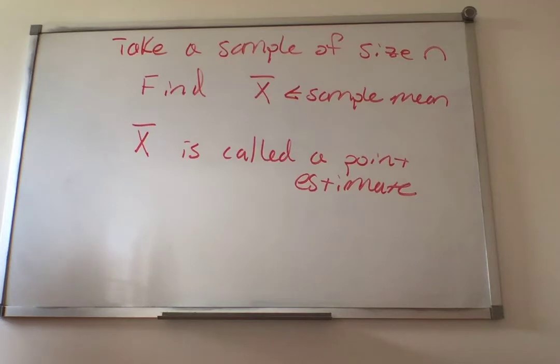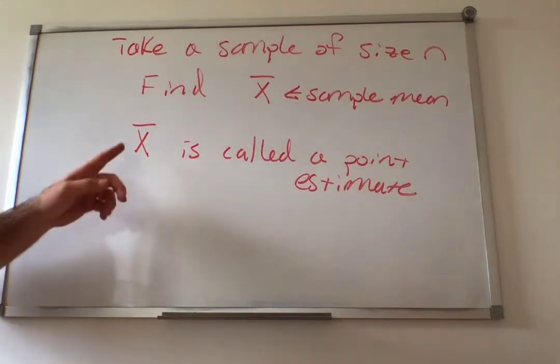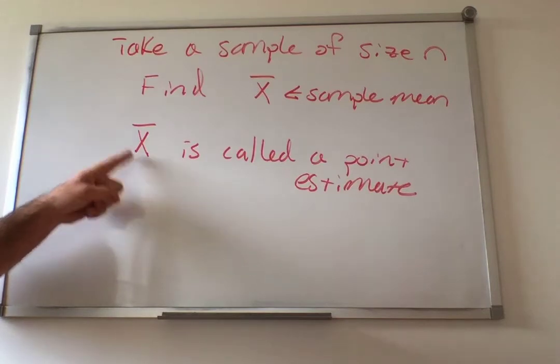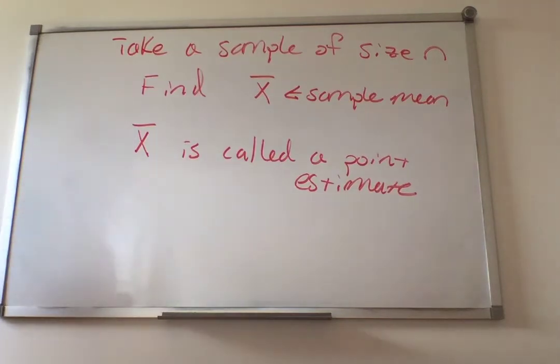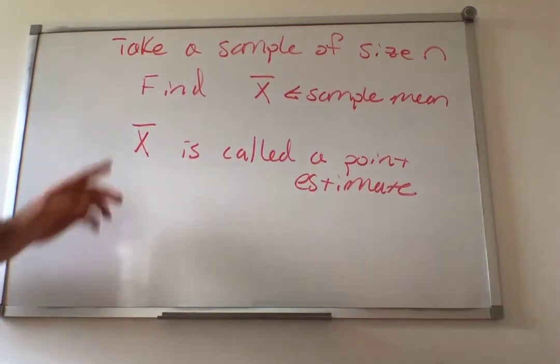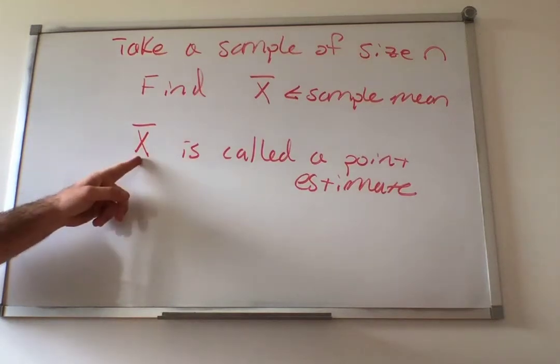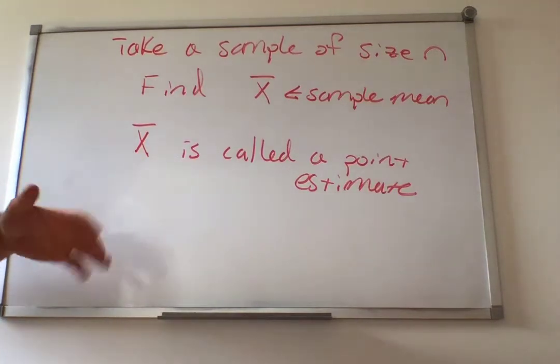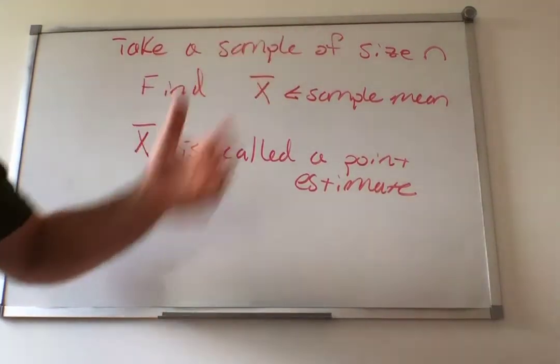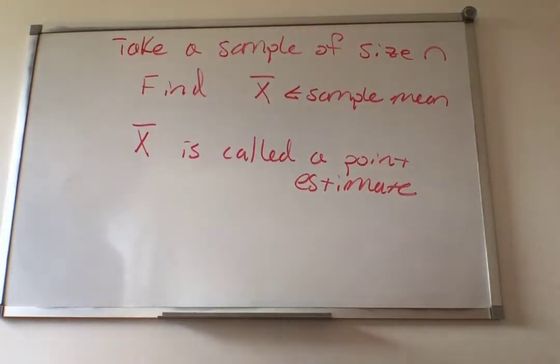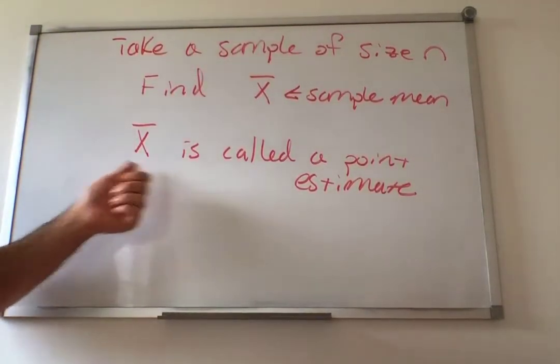Okay? Now, this is a starting point to estimate the population parameter. Okay, this is where we're going to start. You have to either be told this value, or if they tell you your sample size or give you data and stuff like that, you can find it yourself. But usually it's told to you.